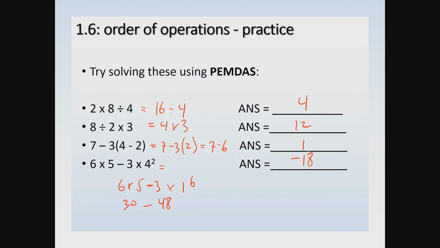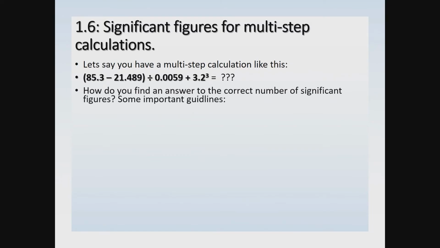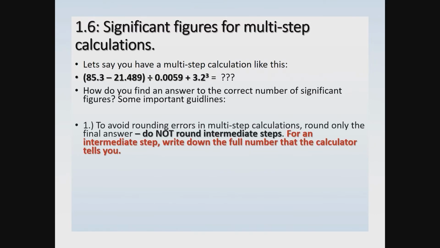Okay, let's move on. Now we need to figure out how to deal with multi-step calculations in the sense that you're going to have to find an answer and get it to the correct number of significant figures. So again, let's say you have a multi-step calculation like this. We already learned how to deal with the operations and what order we do them in. So the next thing you need to figure out is how to make sure that the answer is in the correct number of significant figures. There are some important guidelines here. The first guideline is to avoid rounding errors in multi-step calculations.